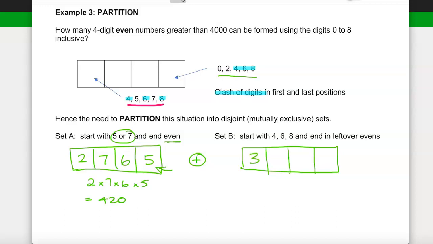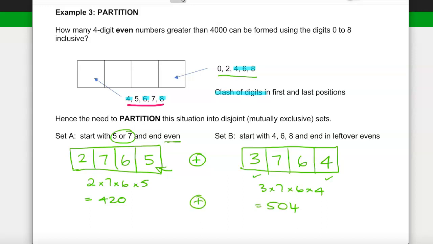So if I start with 4, 6 or 8, I've got 3 numbers to choose from. And once I place one of those even numbers, then of the 5 even numbers, I've only got 4 evens left to put as the end number. Once I've filled these 2 digits, of the 9 digits, again I've only got 7 digits left to choose from to arrange. So I've got 3 times 7 times 6 times 4, which gives me 504.